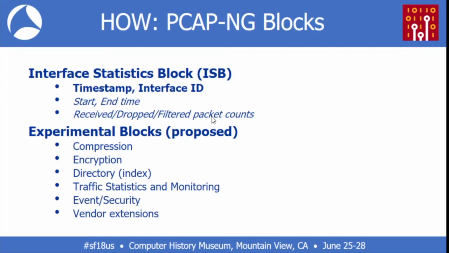One per capture interface, with information about received and dropped and filtered packets. So there finally we have something that will tell us whether or not we actually dropped any packets. There are a bunch of other blocks as well, which have been proposed in the standard but not implemented. Compression, encryption, different types of indexes, monitoring, vendor extensions. There are some vendor extensions which are supported in Wireshark that people have proposed, but there's not a huge amount so far.